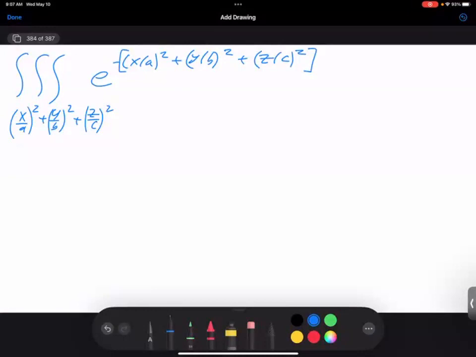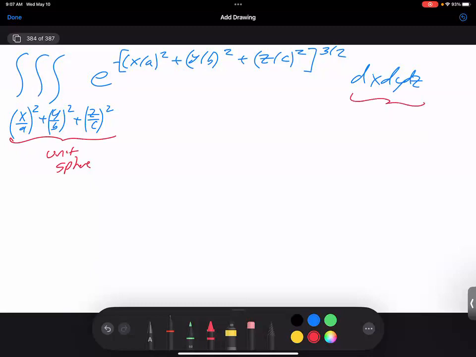And I will do this to the 3/2 power dx, dy, dz. So I want to do this integral. I have three things. I know this part over here becomes the unit sphere. I know this is going to become abc du dv dw. And now I have to figure out, what does this become? So what would this become?